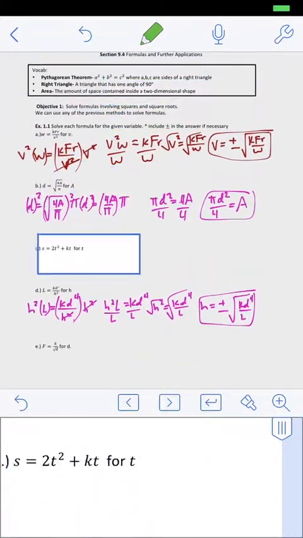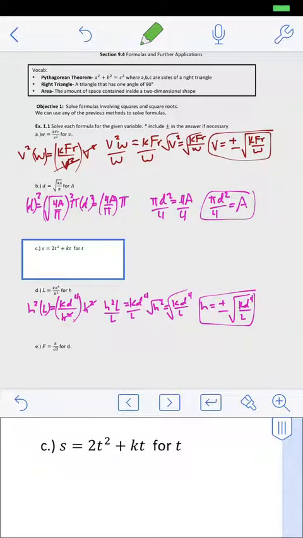Okay, let's go back to this one for a sec. S is equal to 2t squared plus kt, solve it for t. Now the problem here is I've got t occurring in two places, and one of them is a quadratic and one of them is a single. So no matter how many times I try to use the distribution property or to put t on one side, it's just not going to work in a classic rearranging sense.